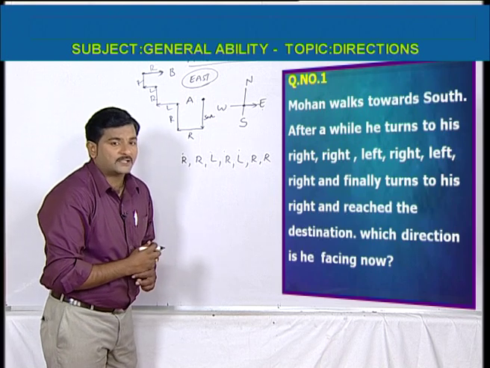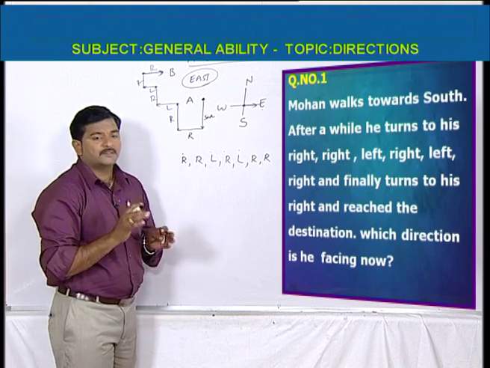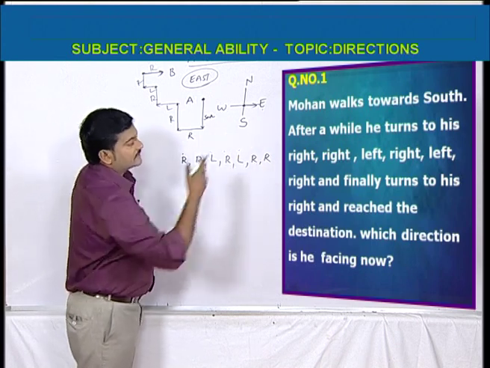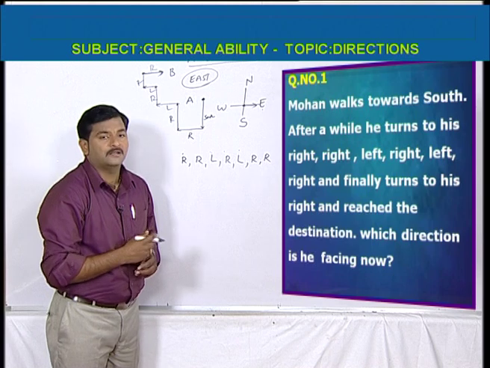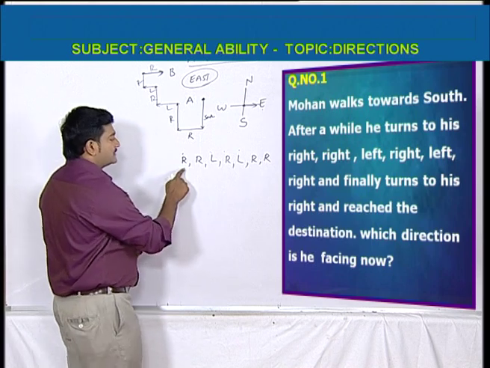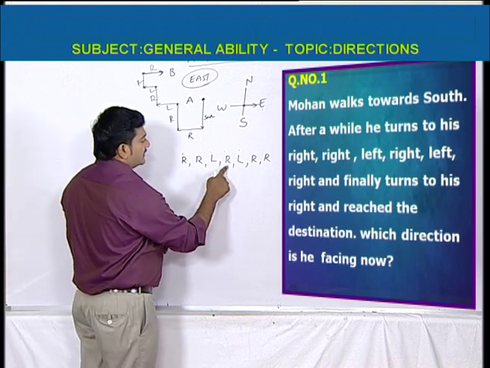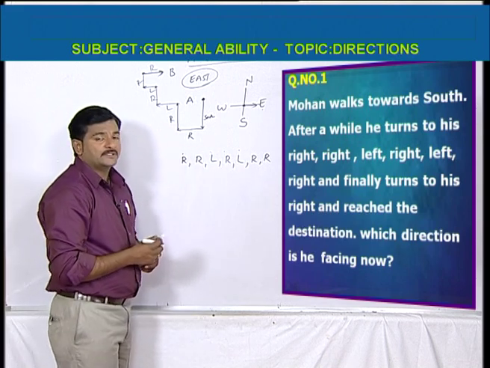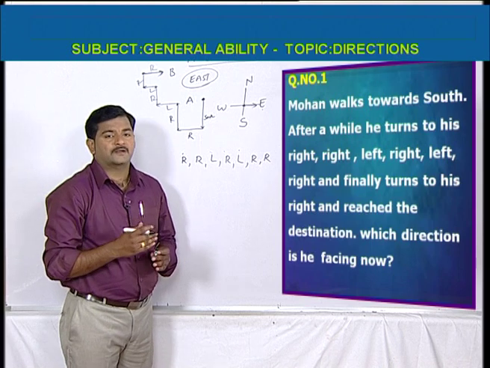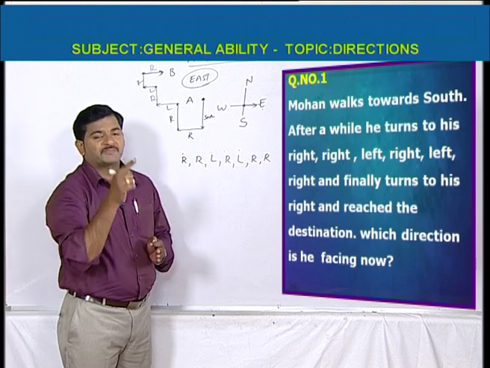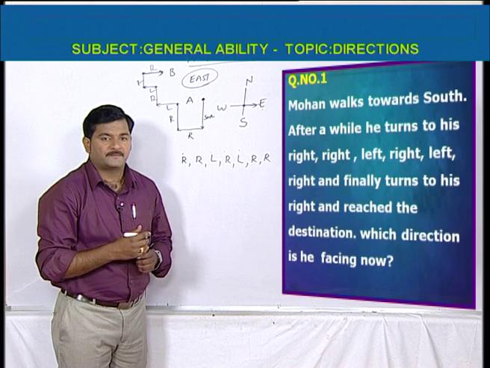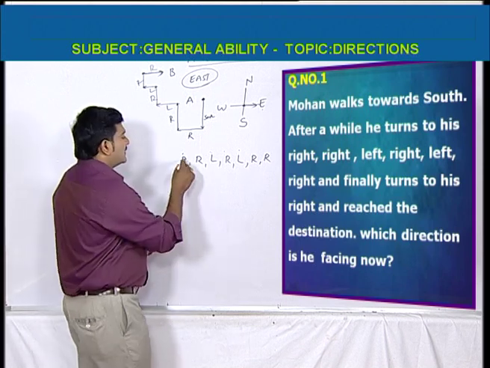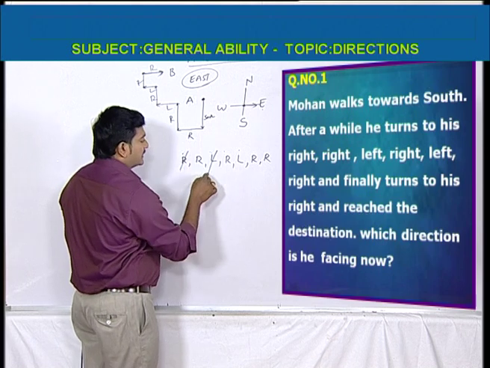According to the shortcut method, in the given question simply list out all the rights and all the lefts. Here we have the list: right, right, left, right, left, right, right. Now, according to the shortcut formula, you have to cancel one right with one left, or one left with one right. What does it mean? Here one right and one left.